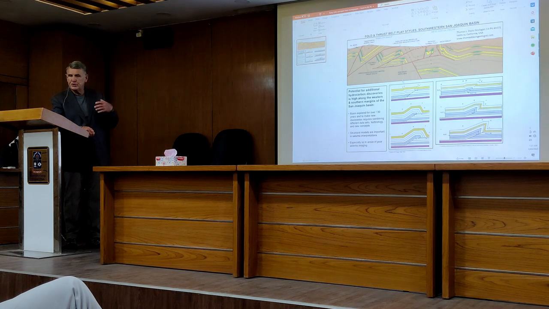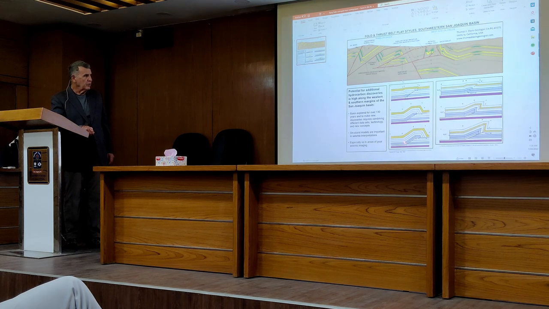You can end up with several different interpretations, and then you try to pick, hopefully, the simplest one, or you get some other data to figure out which one is the most reasonable. But a lot of cross-sections you'll see in the literature are not restorable. So we would label those as invalid, and there's something wrong with them, and they need to be revised.